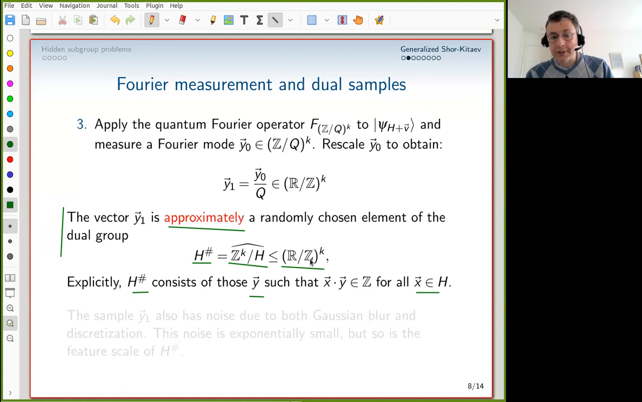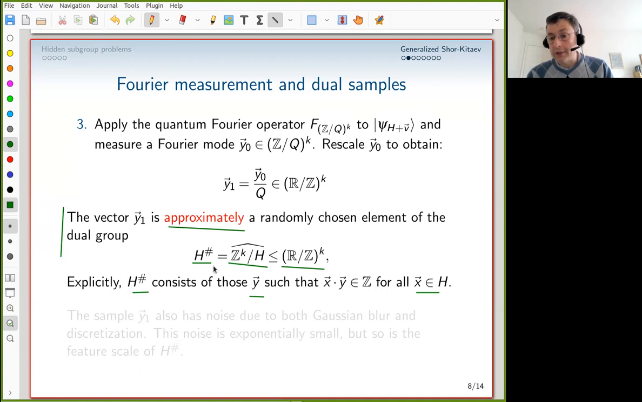So H sharp is perpendicular that way, and that's why I'm calling it H sharp rather than, for instance, H perp, I could have called it that. It's a type of perpendicularity, okay? In any case, it also generalizes the concept of a dual lattice. I mean, it's related to that concept.